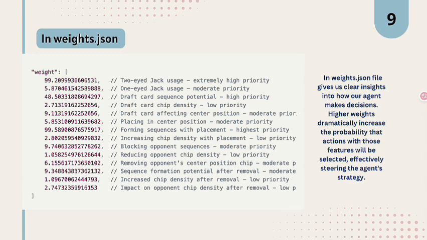Finally, we're looking at the weights our engine learned, and we can find something interesting. The highest values, around 99, appear for two-eyed jacks and the sequence information. The median range values appear for draft card sequence potential and the board sequence. It gives us clear insight into how our engine makes decisions. The higher weights largely increase the possibility that actions with those features will be selected. When these features are present, they dominate the Q value calculation, making the engine strongly prefer this action.